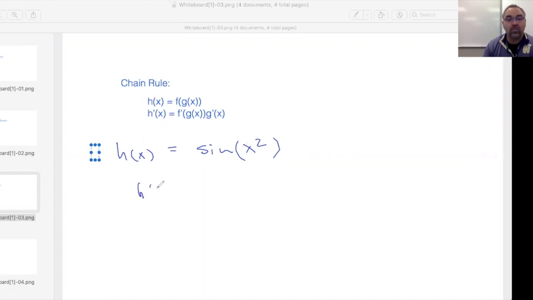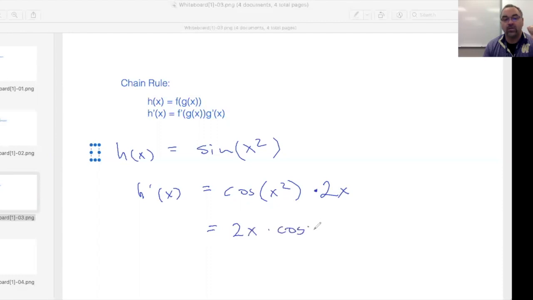So the outer function is sine. We're going to derive sine and get cosine, but we're going to leave the inside function alone, and then multiply by the derivative of the inside function, 2x. So our final answer, written how we should, is 2x times cosine of x squared. And there's your chain rule example.